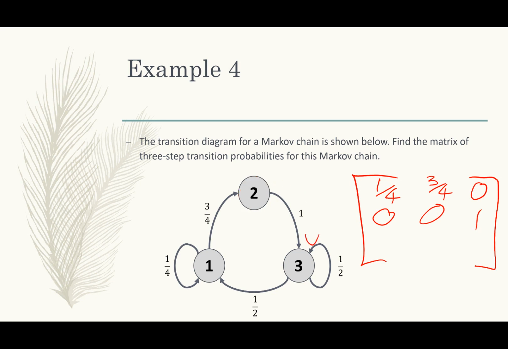And then lastly, we're going to do 3-1. So going from 3 to 1 is 1/2. 3-2, there is no arrow going from 3 to 2, so that's 0. And then 3 back to 3 is 1/2. And so that's your matrix. Now you'll notice that all these rows add up to 1. 1/4 plus 3/4 is 1. 0 plus 0 plus 1 is 1. And 1/2 plus 1/2 is 1.